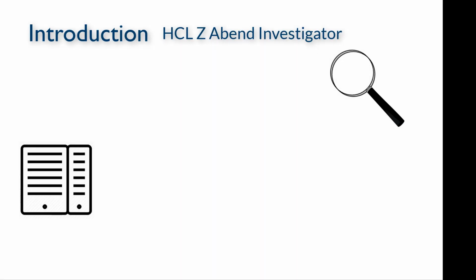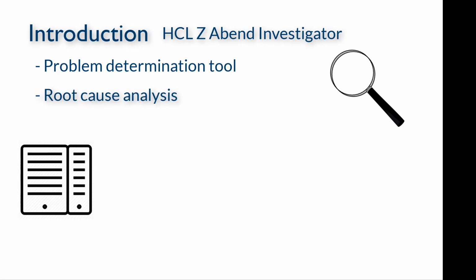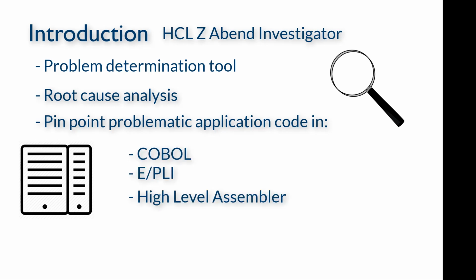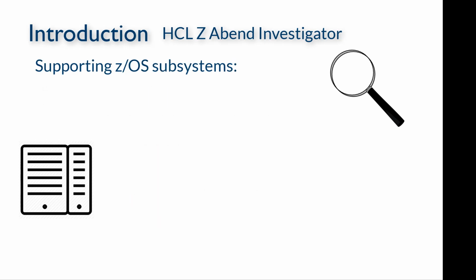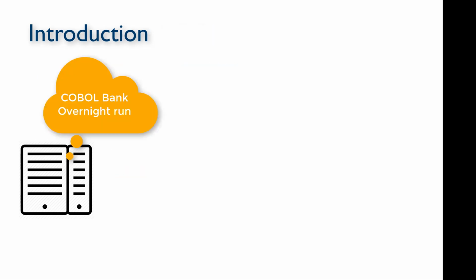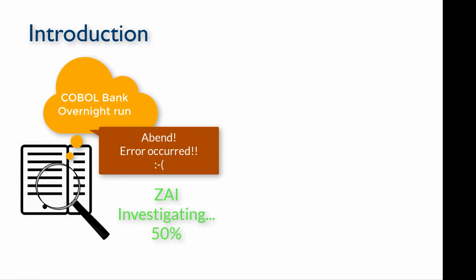ZAI Abend Investigator is a robust problem determination tool that helps you discover why applications fail. It helps developers investigate and fix system and application failures for COBOL, Enterprise PL/I, Assembler, C++, Unix System Services, CICS, IMS, DB2 and Java. When an application ends abnormally, ZAI Abend Investigator is automatically invoked, gathering Abend time information about the event and its environment at the time of failure.